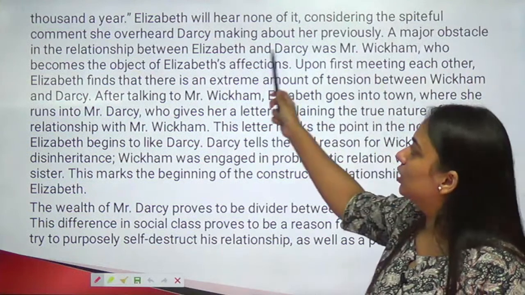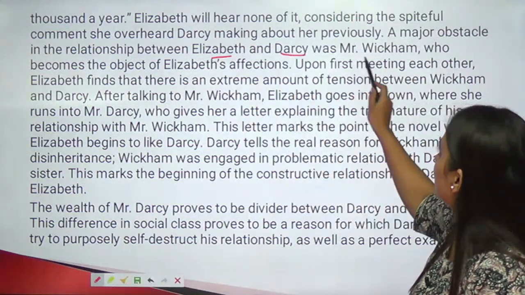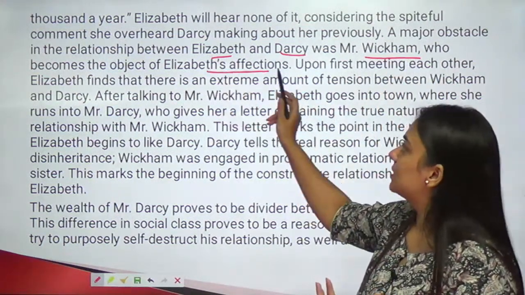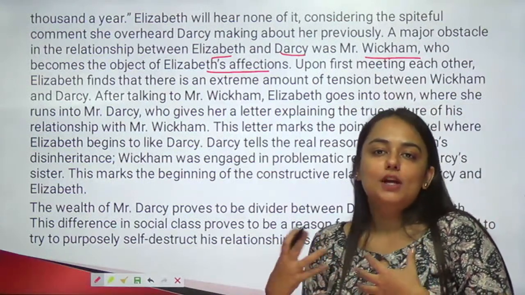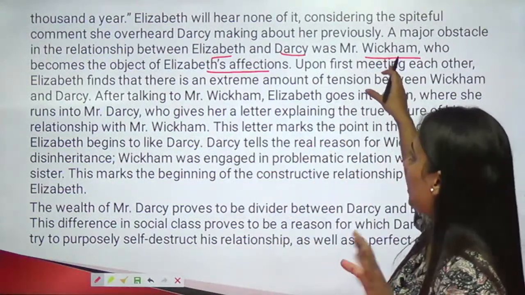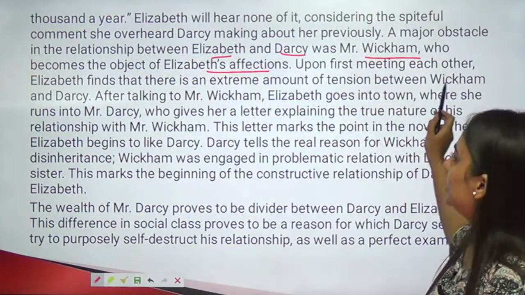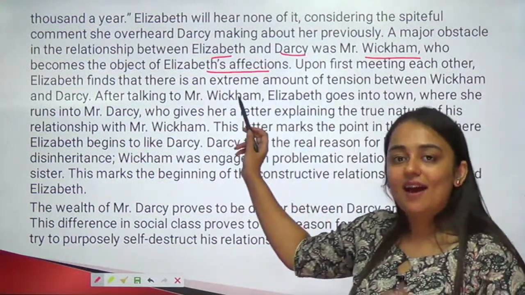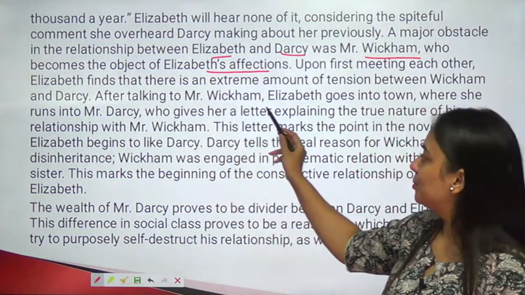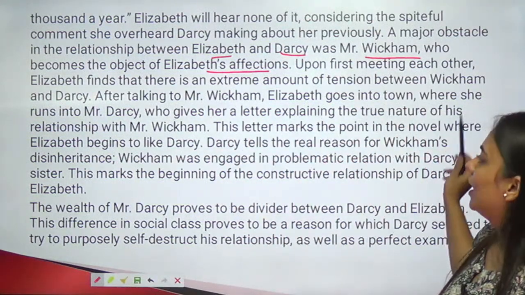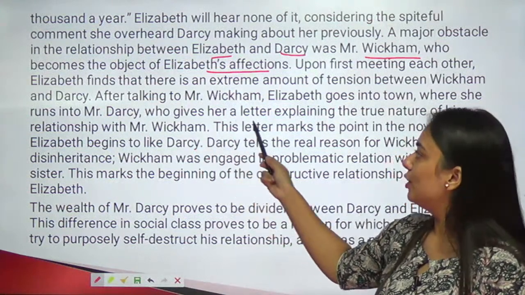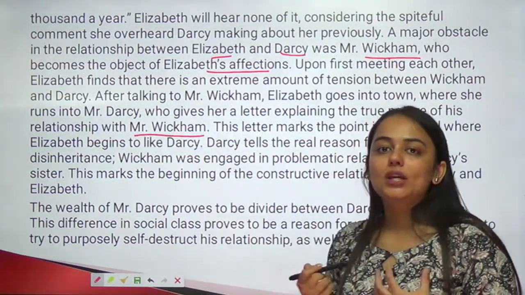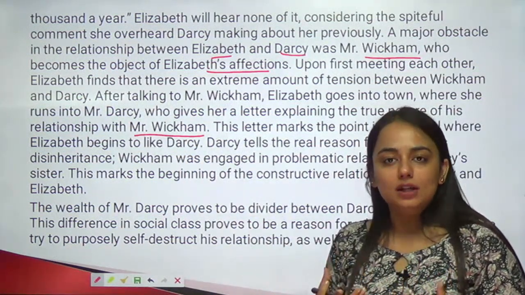A major obstacle in the relationship between Elizabeth and Darcy was Mr. Wickham. A new character is mentioned here, who becomes the object of Elizabeth's affection. So eventually she was more affectionate towards this new character, Mr. Wickham, and not Darcy. Upon first meeting each other, Elizabeth finds that there is an extreme amount of tension between Wickham and Darcy as well. After talking to Mr. Wickham, Elizabeth goes into town where she runs into Mr. Darcy, who gives her a letter explaining the true nature of his relationship with Mr. Wickham. In a way, Darcy is trying to defend himself.